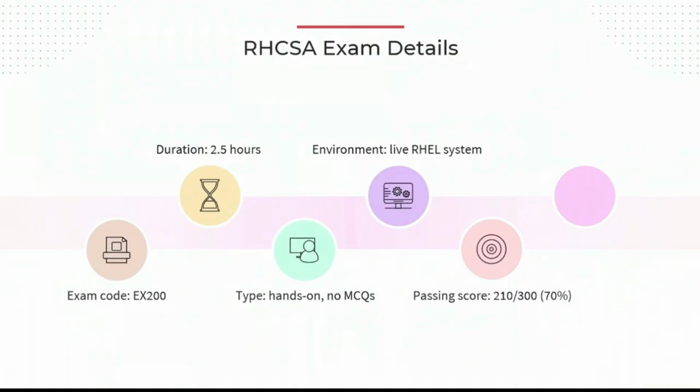To pass the exam, you'll need a score of at least 210 out of 300, which is 70%. The exam fee is typically around $400, but pricing may vary depending on your country and whether it's bundled with training. You can register and purchase the voucher directly from Red Hat or an authorized training partner.